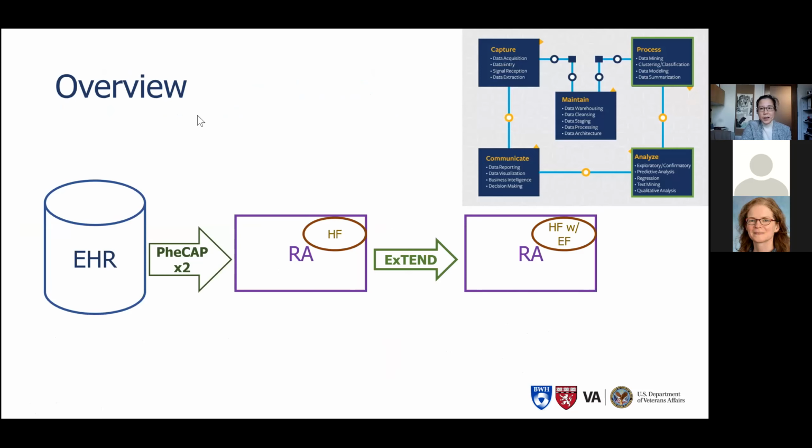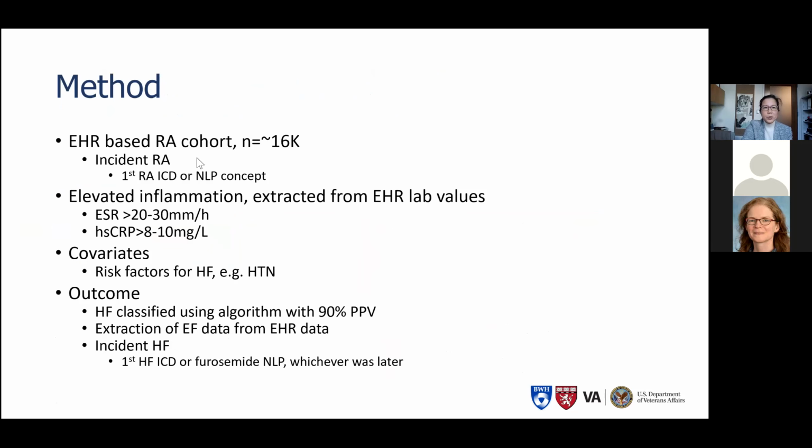So now, we validated that with EF, it did quite well. And now you have your RA, heart failure, and within heart failure, actually with everyone, we just ran extend, which is a tool, and pulled out everyone's EF. And so now we've got a cohort of 16,000 patients.